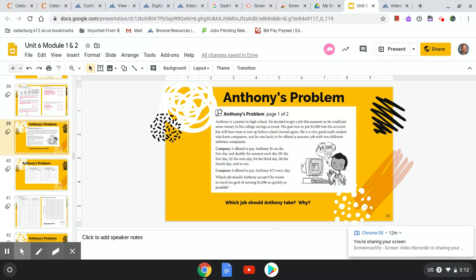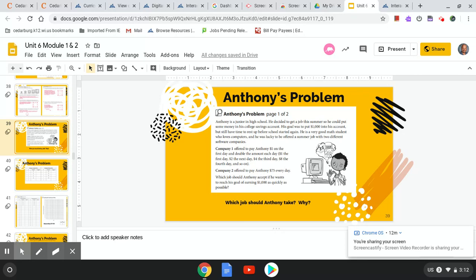Okay, there you go. So Anthony is in junior high school. For some of you that don't know what junior high school is, it's the same thing as middle school. Here where we live, that's your 6th and 7th grade year and 8th grade year, right before high school. It's the in-between place between elementary school and high school.